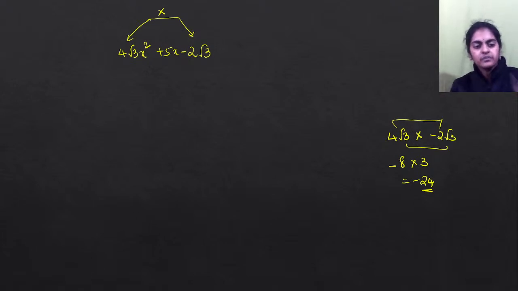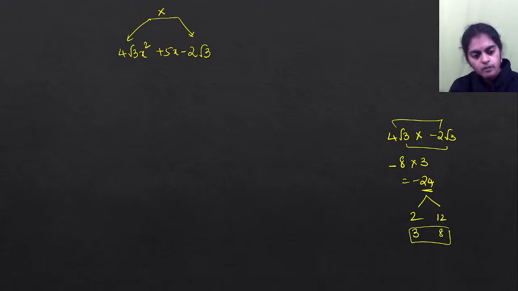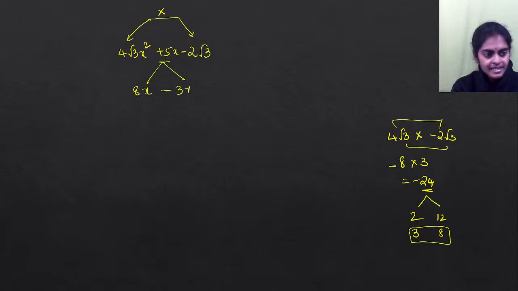Minus 24. So after this, now minus 24 I can write it as 2 12s or 3 8s. Now you see 2 and 12 combination: the difference will be 10, which is not your middle term. But 3 and 8 difference is 5, which is your middle term.